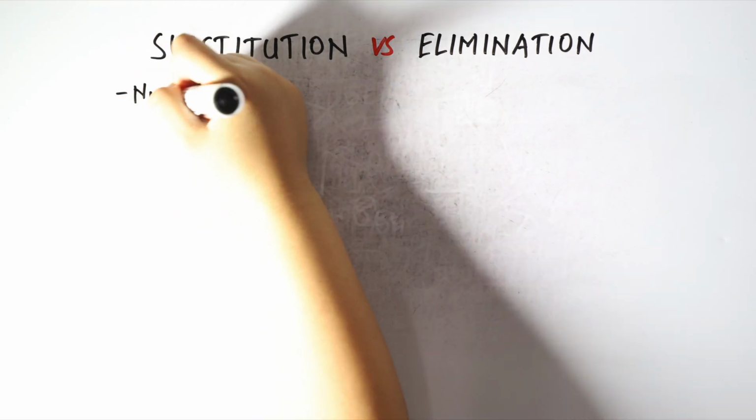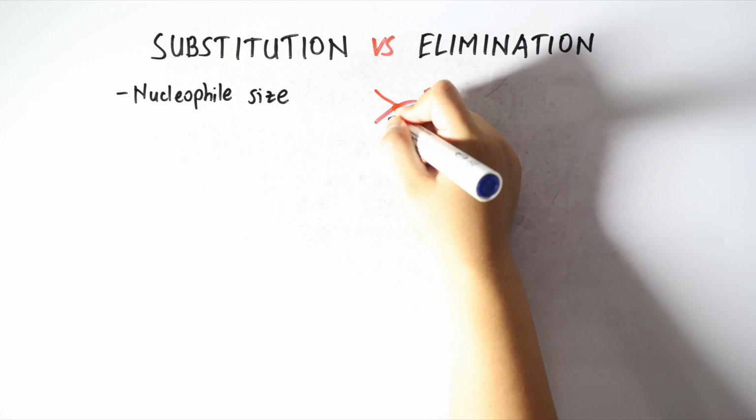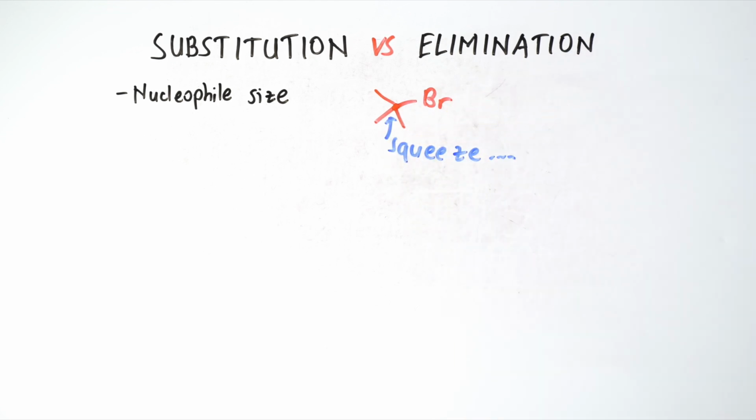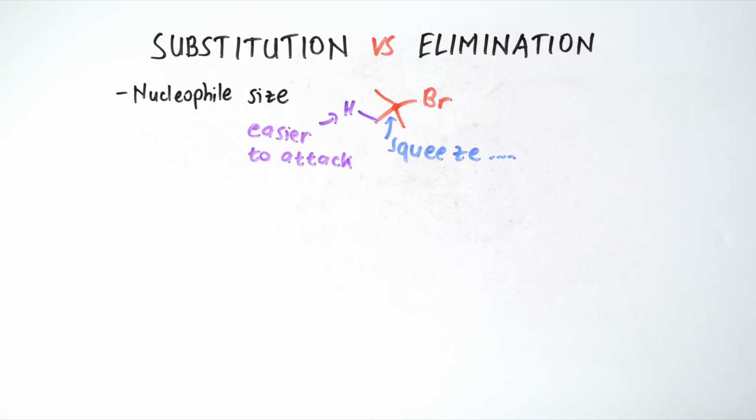Next, the size of the nucleophile is also a factor in the reaction. To be able to undergo substitution reaction, the nucleophile needs to squeeze between the carbon substituents. Comparing the attack on carbon versus hydrogen, attack on hydrogen is much easier. Thus, a bulky and basic nucleophile will certainly prefer elimination reaction.